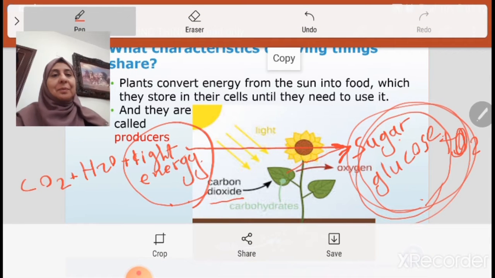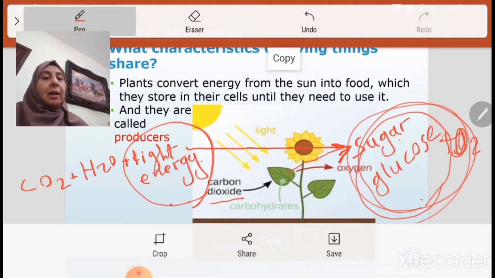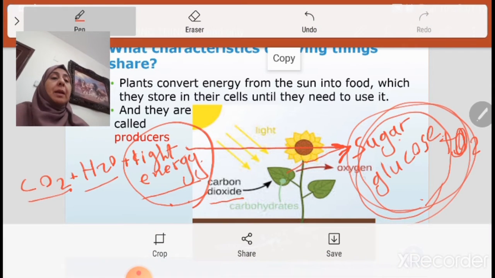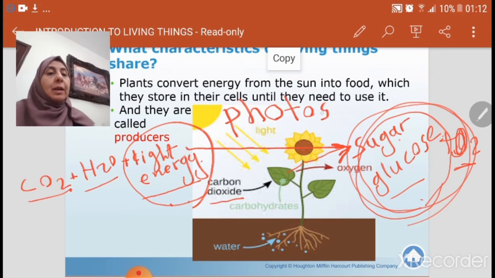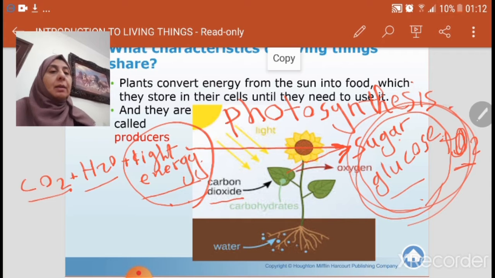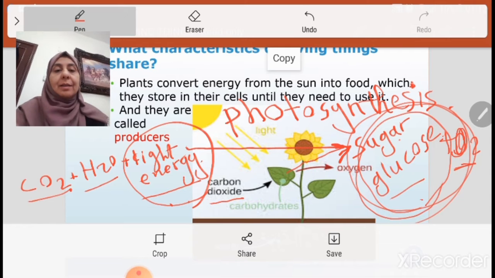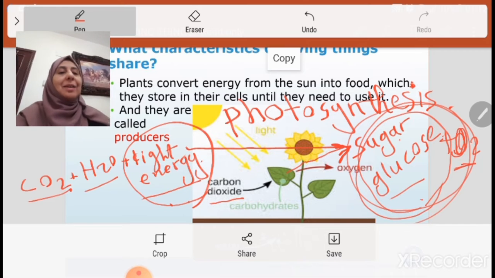Okay, I forgot. I have to remind you, for sure. I asked you when we were in the class, what is the name of this process? Carbon dioxide plus water plus sunlight energy makes glucose and oxygen. What is the name of this process? It is photosynthesis. I think there is no one in grade 6 who doesn't know it.